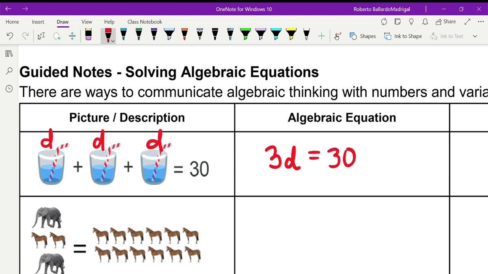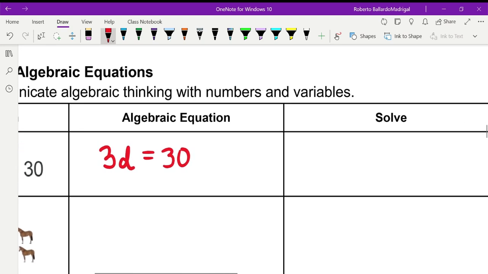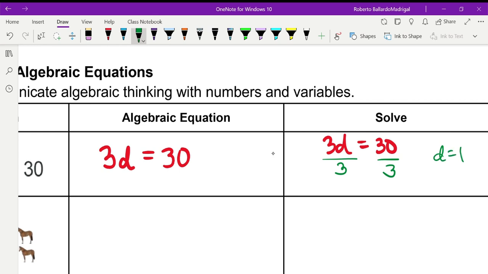3 D's together equal 30. And how do I get 3 D's? I get 3 D's by adding 3 D's together. 1D plus 2D plus another D makes 3D. If we want to solve this, then I would need to divide. Since I'm currently multiplying 3 times whatever D is worth, I simply undo that step.